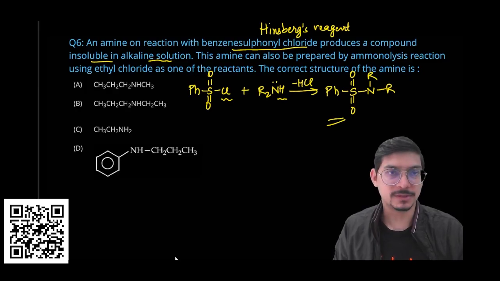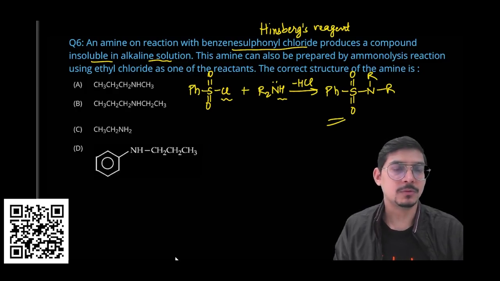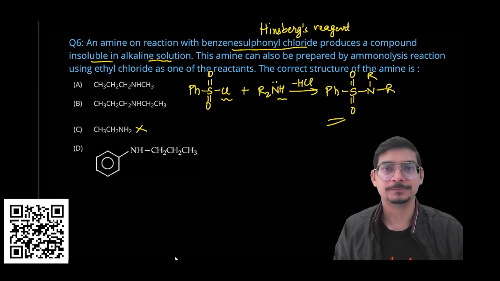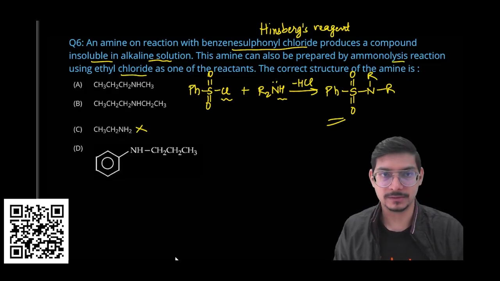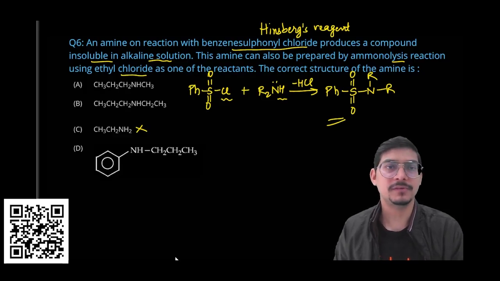So the compound has to be a secondary amine, which immediately rules out option C as a possible answer. Let us continue with the question. This amine can also be prepared by ammonolysis reaction using ethyl chloride as one reactant. So basically, ammonolysis is a method of preparation of amines using haloalkanes and ethanolic solution of ammonia.